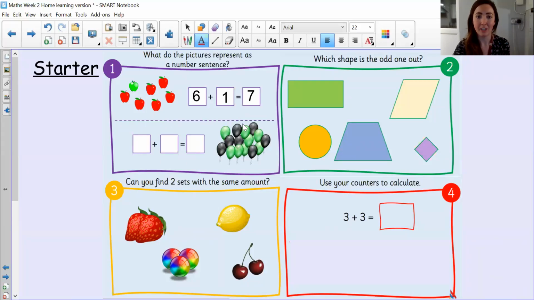And then what does this picture represent? So the first number, you might have started with the green balloons or the black balloons. So there are 1, 2, 3, 4, 5, 6, 7 black balloons. Add 1, 2, 3, 4, 5, 6, 7, 8 green balloons. Remember, it doesn't matter which way around you have written this. So with the apples, you could have written 1 add 6 equals 7. That would still be correct. And here you could have written 8 add 7 equals 15.